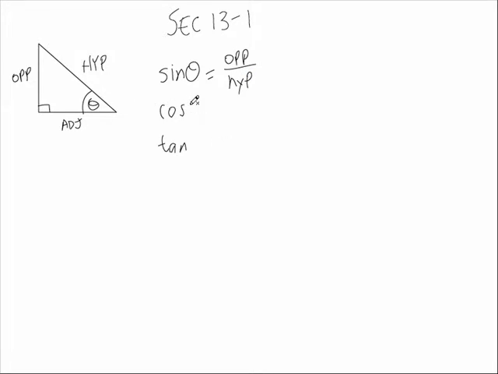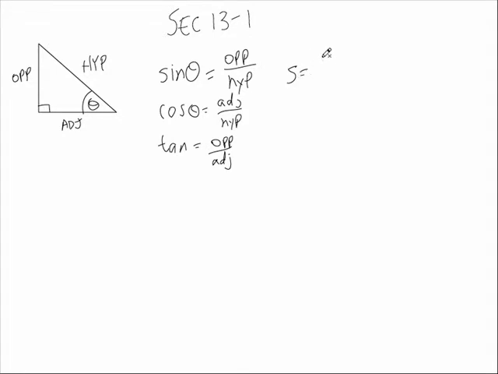All right, so anyway, the cosine of the angle, do you remember that one? Right, it's the adjacent over the hypotenuse. And the tangent is the? Good, so you guys remember that stuff. Opposite over the adjacent.